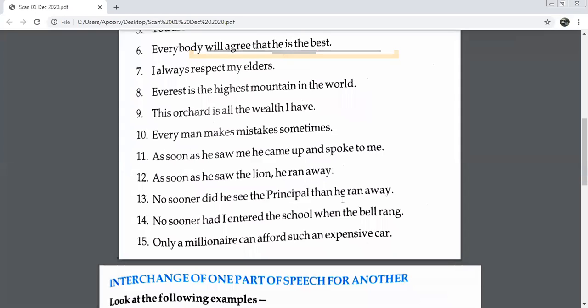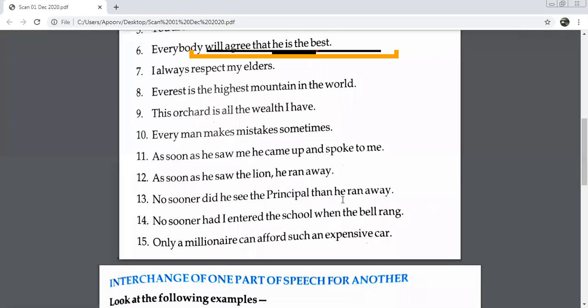I always respect my elders. Tell me what should be the answer. I do not always respect my elders. Beta, try not to change the meaning of the sentence. What will be the answer? I never disrespect my elders. Very good. I never disrespect my elders.